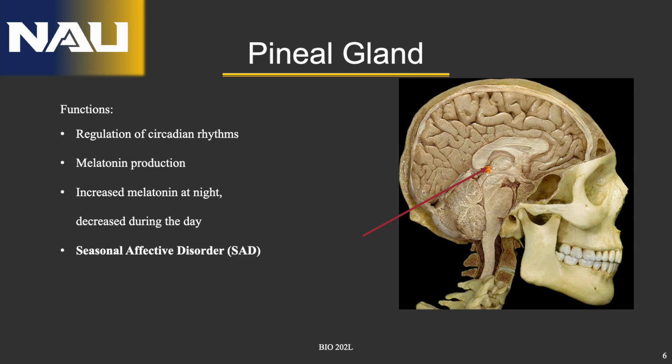The pineal gland is a small pea-shaped gland located in the brain, near the center between the two hemispheres. Interestingly, the pineal gland gets its name because it looks like a pine cone. The primary function of the pineal gland is to regulate circadian rhythms, which are our body's natural 24-hour cycles that regulate sleep-wake patterns. It produces melatonin, a hormone that helps control our sleep-wake cycles.